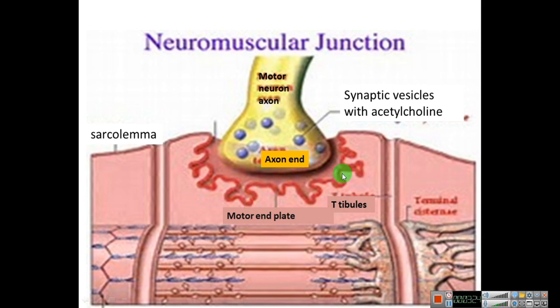The nerve impulse passes across the gap between the motor end plate and the muscle fiber by the neurotransmitter acetylcholine. The synaptic vesicles have acetylcholine and secrete it into the nerve end plate, and it goes to the muscle and then attaches to the muscle.